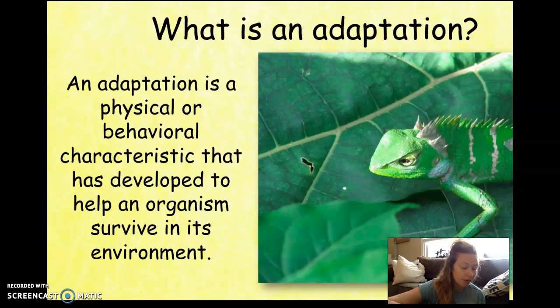Okay, so for example, plants and animals in open spaces have different adaptations, okay, than living animals in a forest. So animals that live in a forest are very, very different than animals that live in a desert. They change differently because they have adapted to their environment.